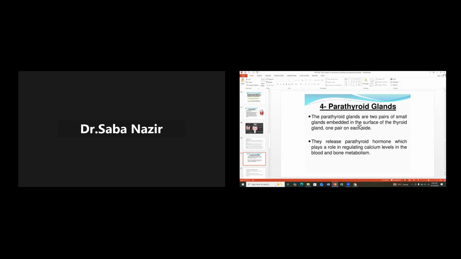Parathyroid glands are basically two pairs of small embedded structures. They are present on the back side of the thyroid gland. They release the parathyroid hormone, and it also plays a very important role in calcium regulation. It means that both calcitonin and parathyroid hormone, these two, are working together to maintain the calcium levels in our blood.